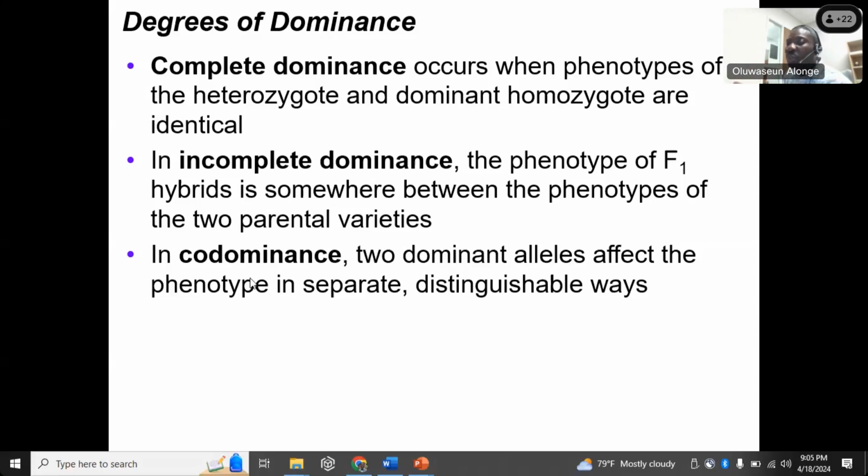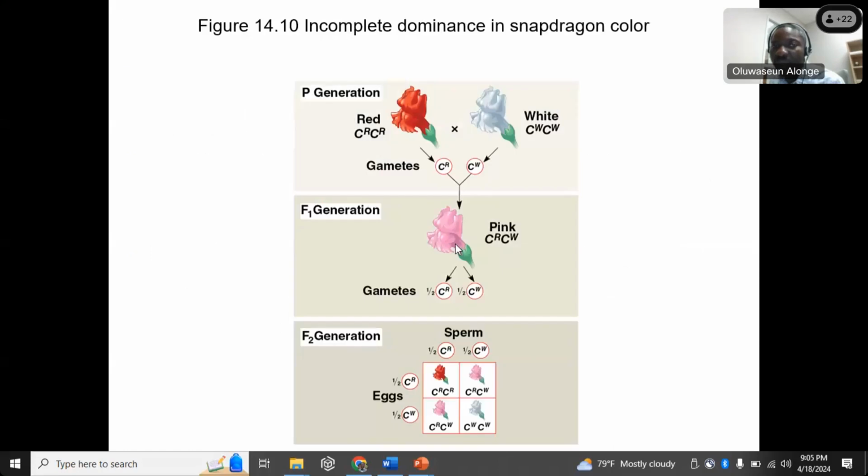And the case of codominance is the case when a black dog and a white dog mated and they produce offspring, and in the offspring you can see black, you can also see white. That is not incomplete dominance, that is codominance. Both of the colors are dominating. So codominance, two dominant alleles affect the phenotype in separate, distinguishable ways. You can distinguish between the colors in the parents on the offspring.